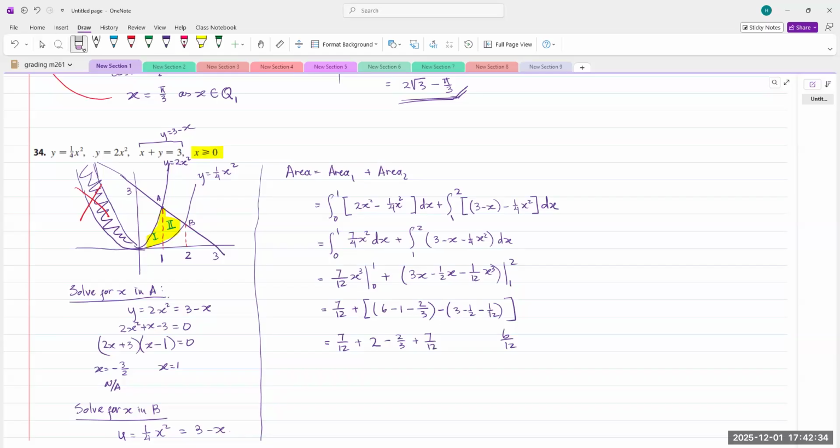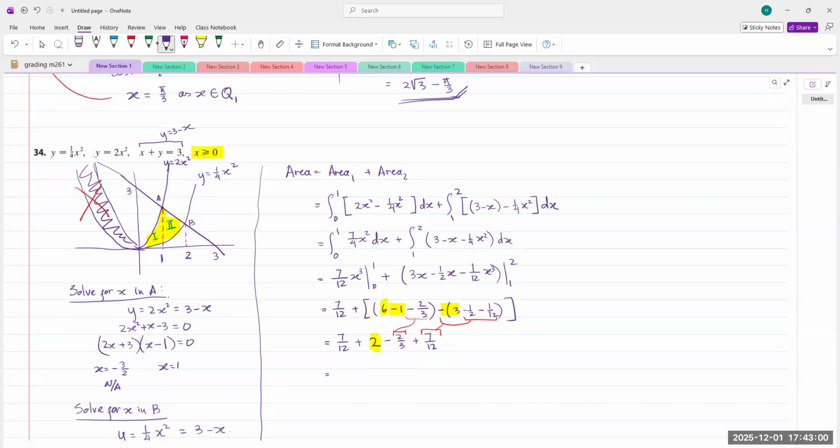Let me show you what I actually did. This piece together with this piece gives me this one. This one by itself. And the 2 comes from 6 minus 1 minus 3. That's how I get that 2. Okay, do your own computation though.